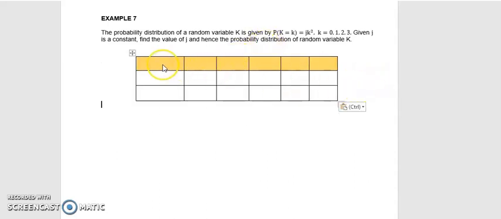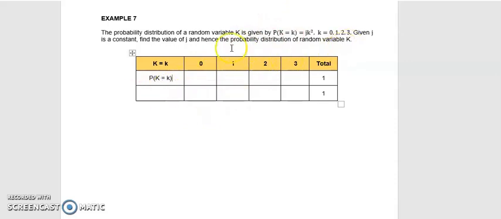Okay, construct a table like this. So here you put value k. Okay, so capital K is our variable. K equal to k. So k is lowercase k here referring to value k. So value k start from 0, 1, 2, and 3. So here will be total. Okay, total probability. So remember total probability must be equal to 1. Okay, here you put the probability. Okay, probability of k equal to k. Okay, how to find this value?